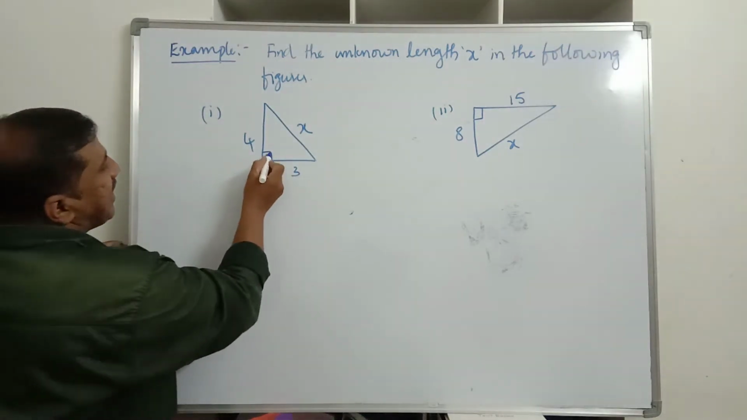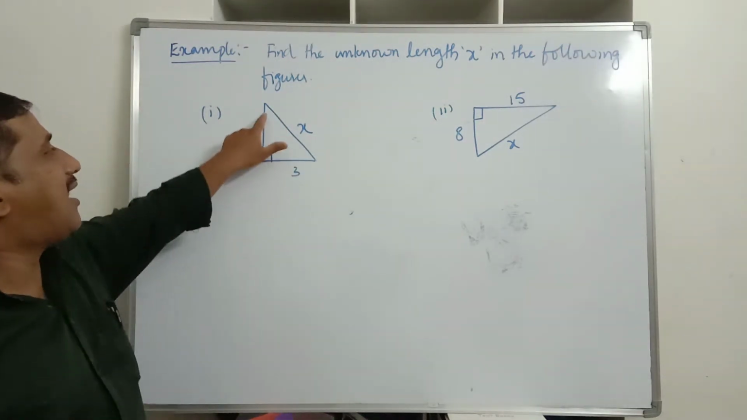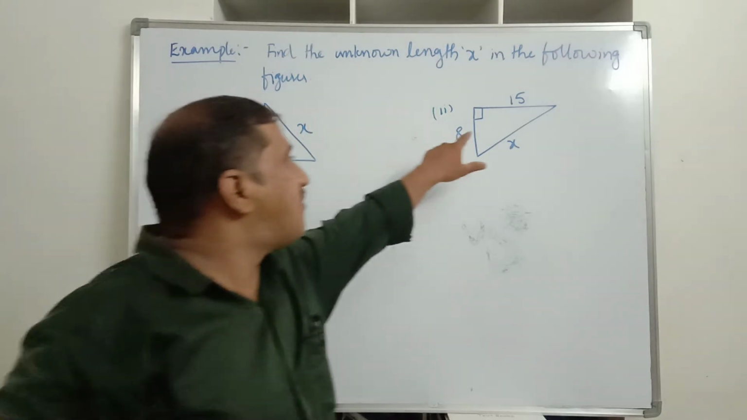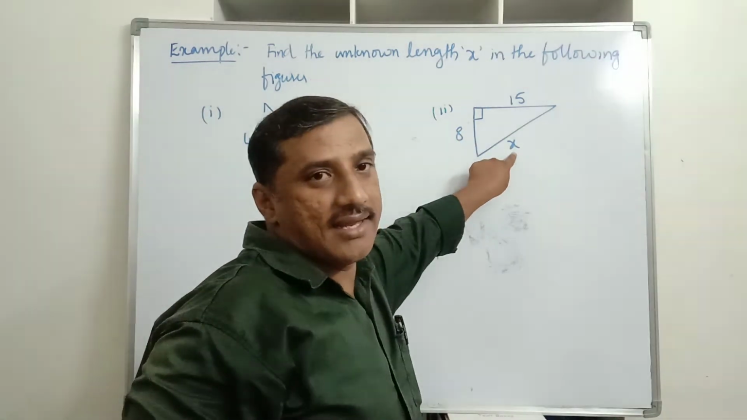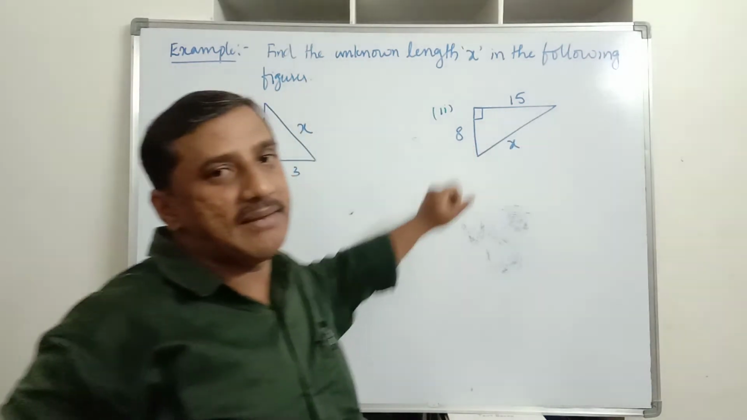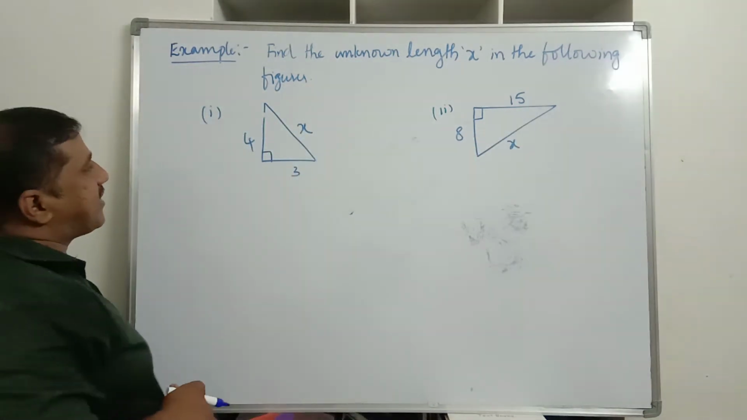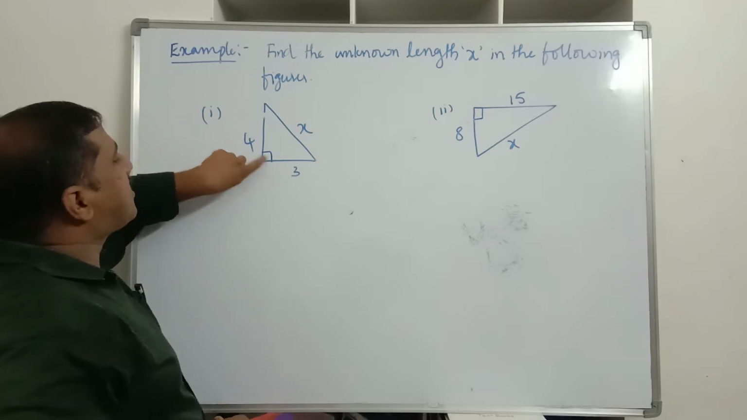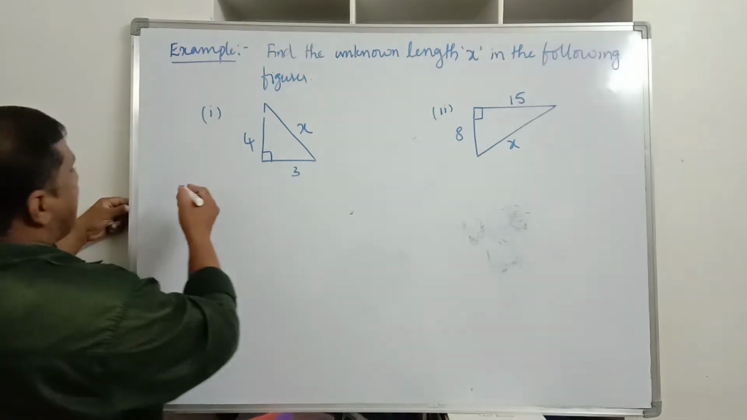So if it is 90 degrees, which is the hypotenuse? Length of x. In this triangle, which is the hypotenuse? It is x. What are the other two sides? 15 centimeters and here it is 8 centimeters, or 15 units and 8 units. Here it is 4 units and 3 units. How to find the x value?